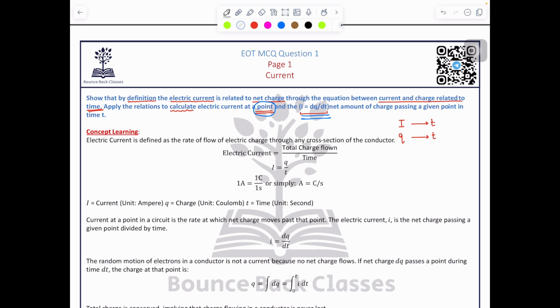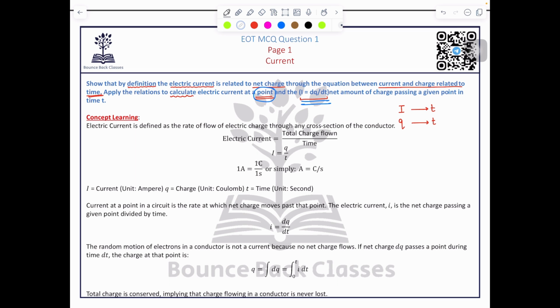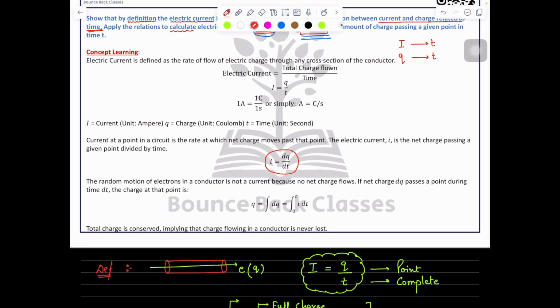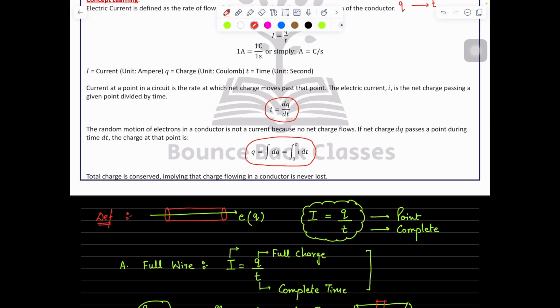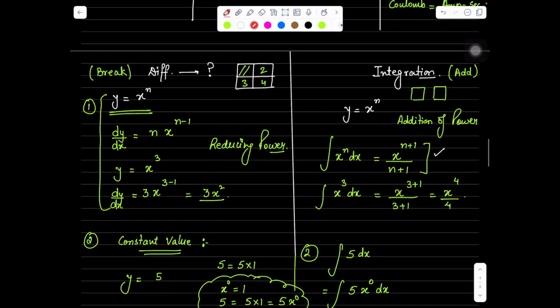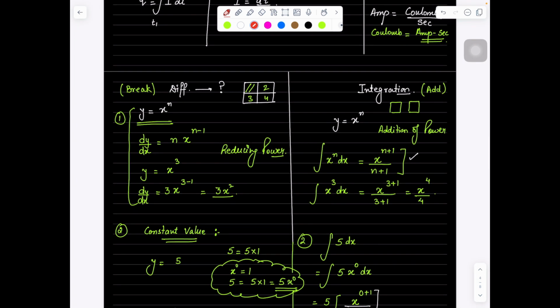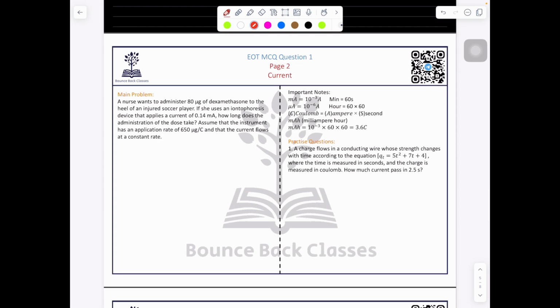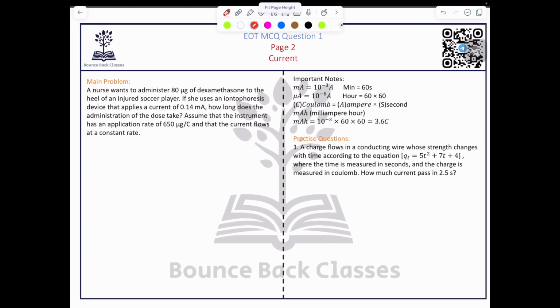Okay. Then we learn about the point. Point means at particular point, if we are looking for, then it is in terms of dq by dt, or if we are looking for charge, that is the integration I dt, time 1 to time 2. Fine. Okay. After that, we learn about the differentiation and the integration. Okay, guys. Now jump to the question. So now we have question number 1.